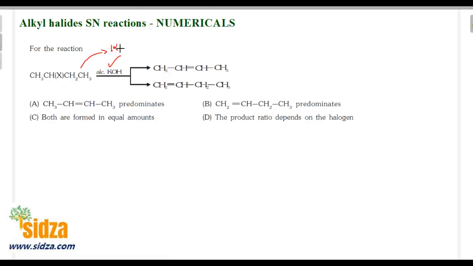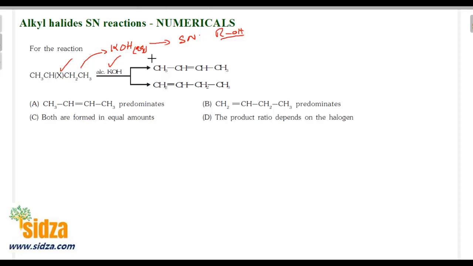If you react with potassium hydroxide in aqueous medium, then what do you get? The dominant product will be a nucleophilic substitution product. That means you will get an alcohol. The chlorine, or whatever the halogen is over here, will be replaced by the hydroxide and you will get alcohol. So the product will be the alcohol.